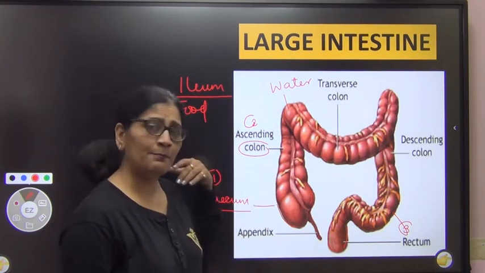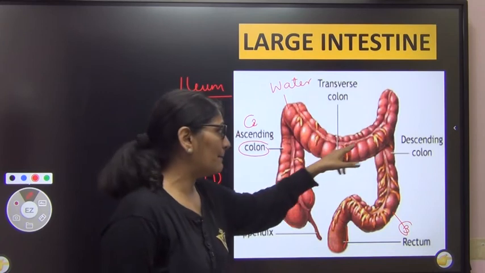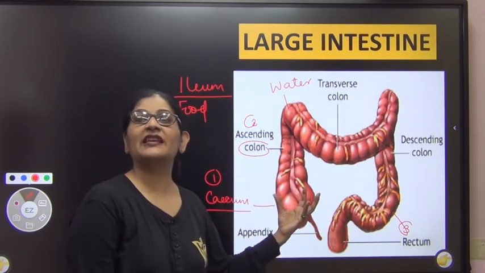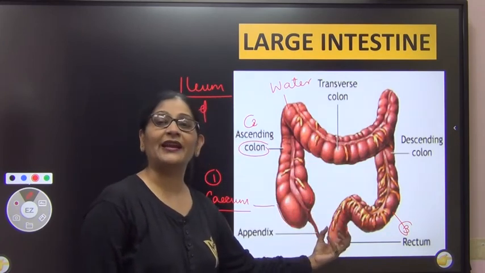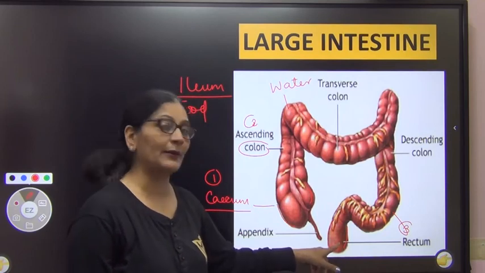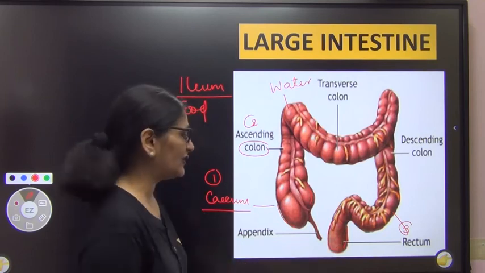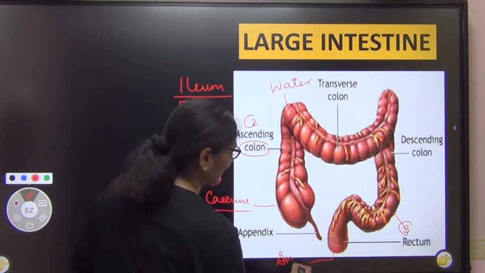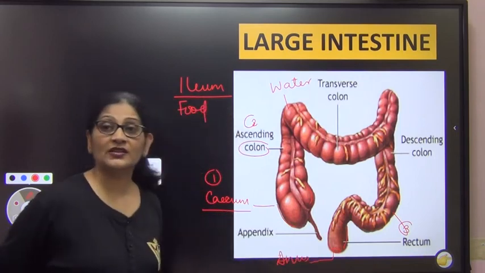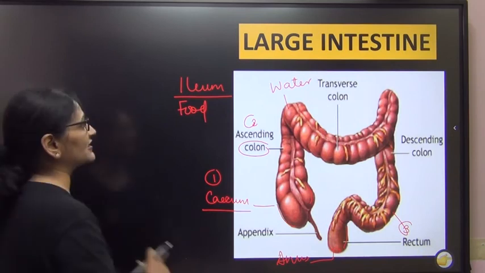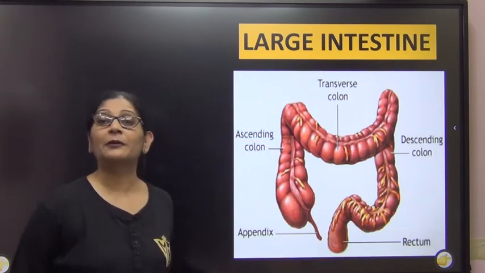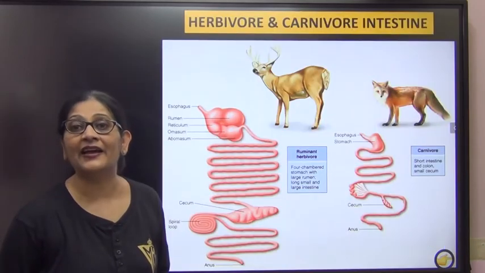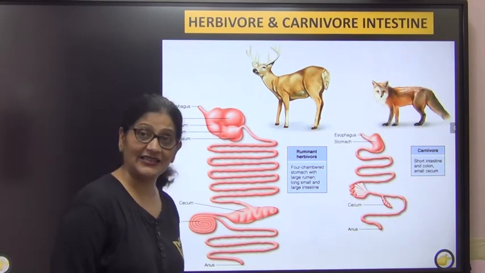Once nutrient absorb हो गया, पानी absorb हो गया, अब obviously केवल क्या बच गया, कचरा बच गया. That is called your fecal matter which is stored temporarily in the rectum and then it is discharged to the outside through this opening called as anus. Right? So this is the structure of your large intestine. So with that we have completed the structure of the entire क्या बोलते हैं digestive system.